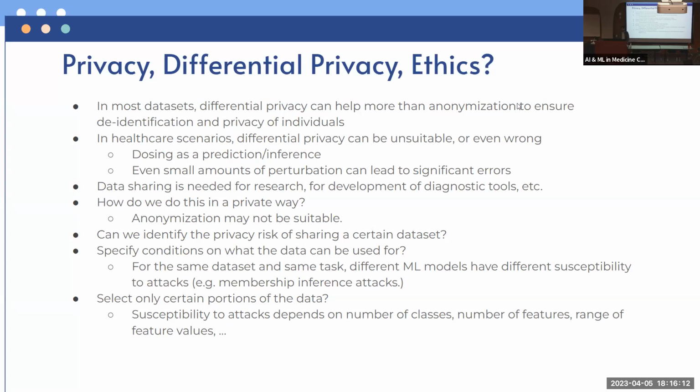And data sharing is really important in research. In health research, you need to be able to share your data with someone else. So how do you do that? Anonymization might not be the best way to do it. And essentially one of the things she talked about was there's a project they're working with AHS where they're trying to identify the privacy risk of sharing a certain data set. And looking at different ML models, different models have different susceptibilities to attacks. So you choose the best model that can give you the most anonymization, I guess. And if you can share only a certain portion of the data without compromising the research project.